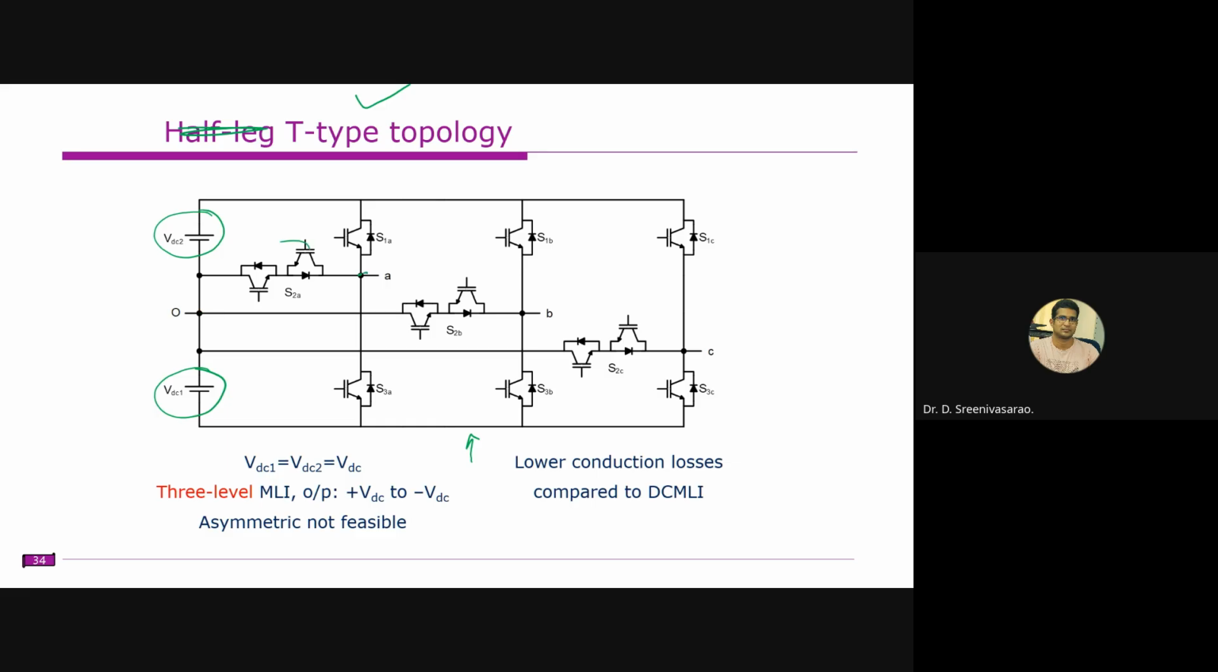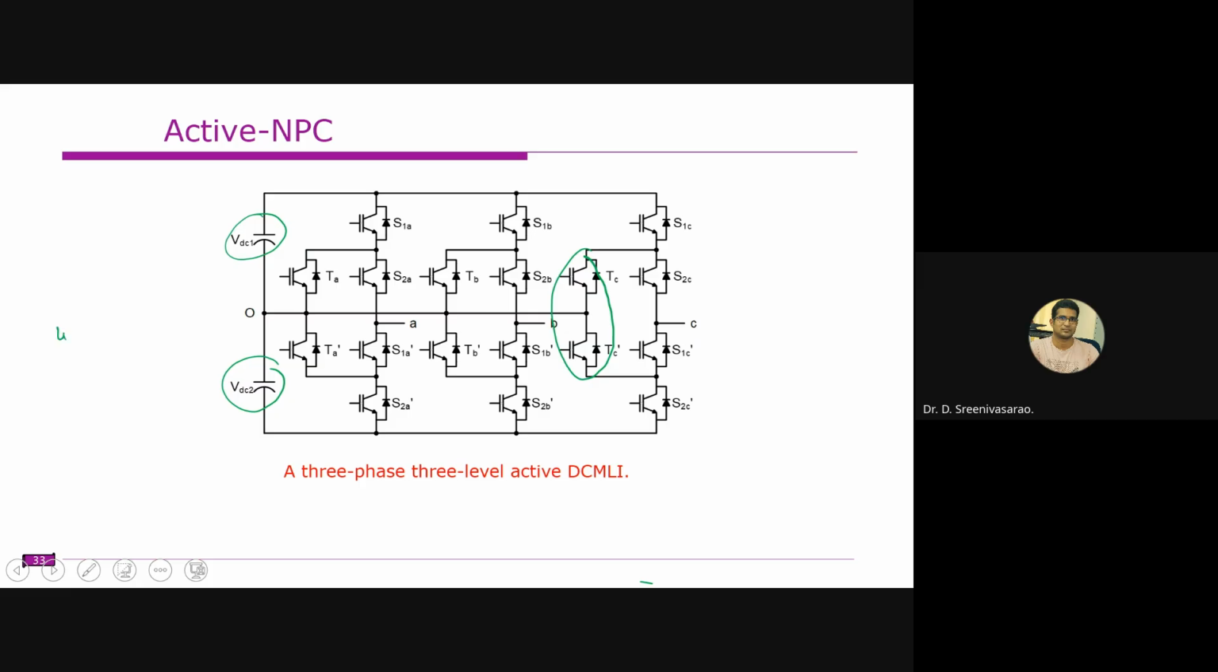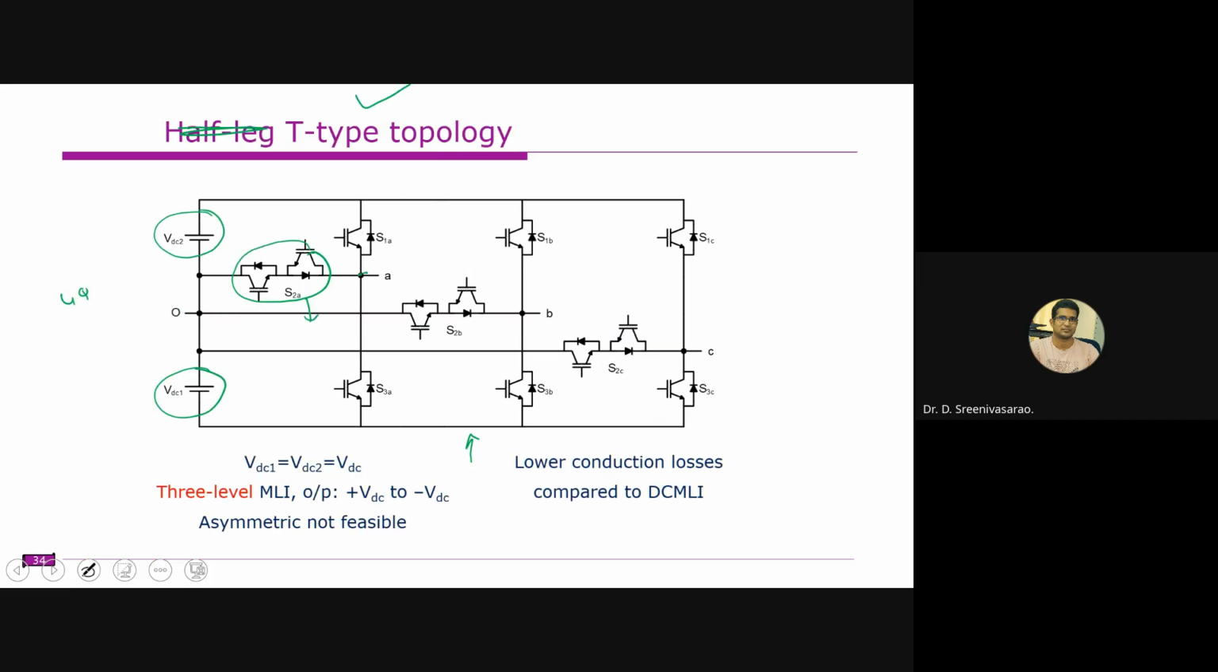So we have this one, which is known as the bidirectional switch. In other words, it's a four-quadrant switch. So if you observe, this is a four-quadrant switch. That means it can block the voltage in both directions and allow the current in both directions.